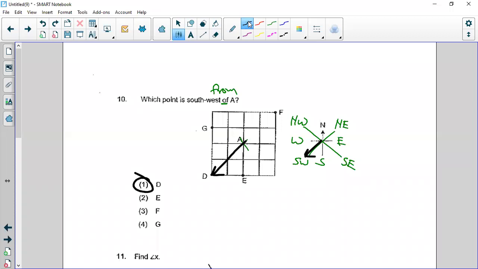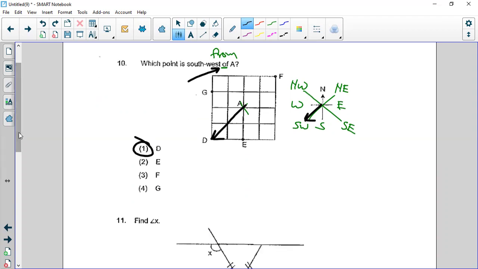All right, if you're still making mistakes, then it's maybe because of the word "of". So you need to know what "of" is. "Of" means start from. Okay, start from there and then you go southwest. Okay, question 11. Okay, these are all 1 mark questions.